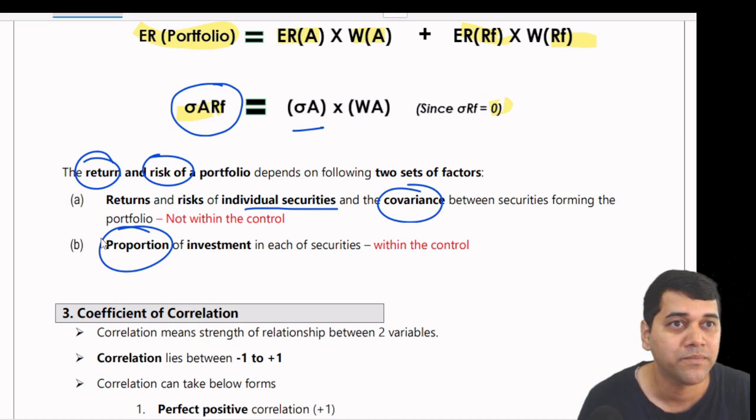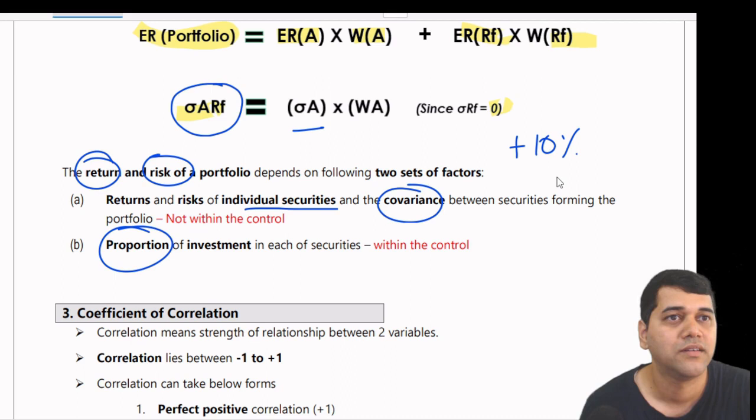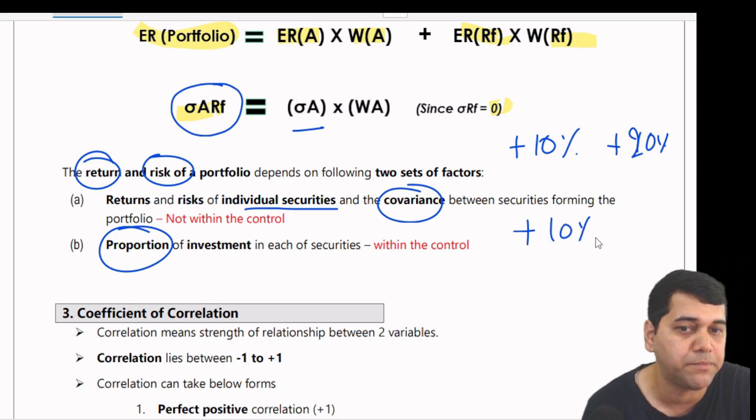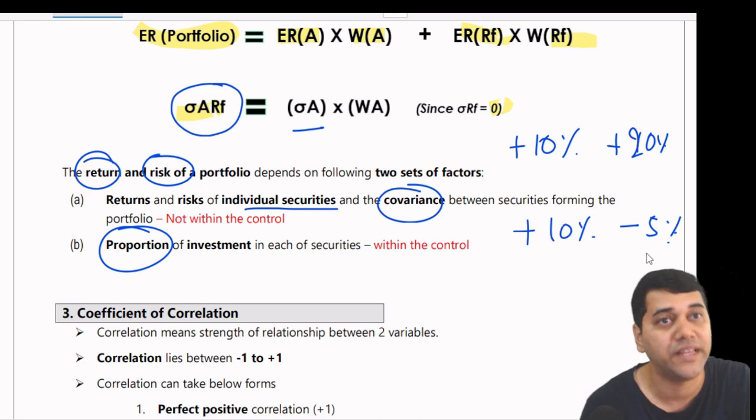Yes. Now you asked me, what is correlation? Covariance means how it moves. If Infosys gives you 10% plus, whether TCS will give you plus 10%, you say, sir, it is positive covariance. Both are moving the same way, or maybe 20. But if Infosys gives plus 10% and TCS gives minus 5%, you say it's a negative covariance. Co-movement is negative. So now let us talk about the correlation. Correlation is the strength of the relationship.